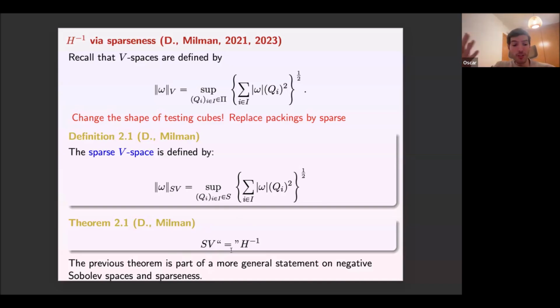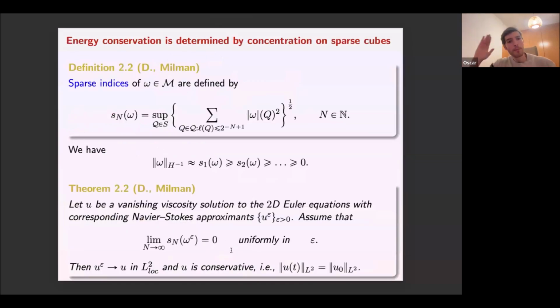And recall that negative Sobolev spaces, even for general p, arise very naturally in the study of PDEs, right? For instance, working with the p-Laplace operator. All right, but now let me focus on H^-1, and let me explain how Mario and I connected the sparseness with energy conservation.